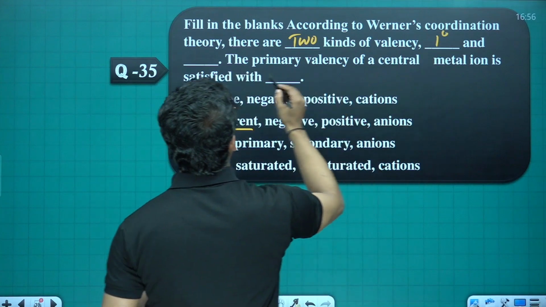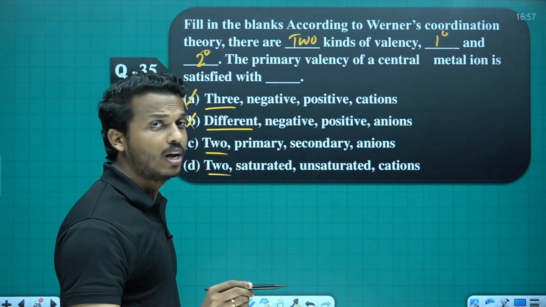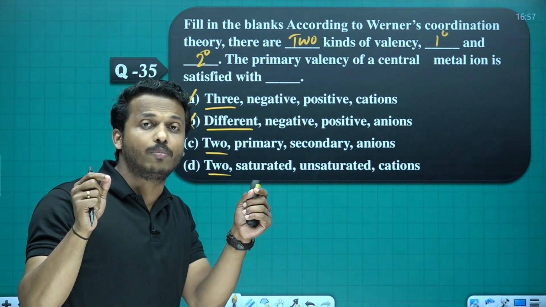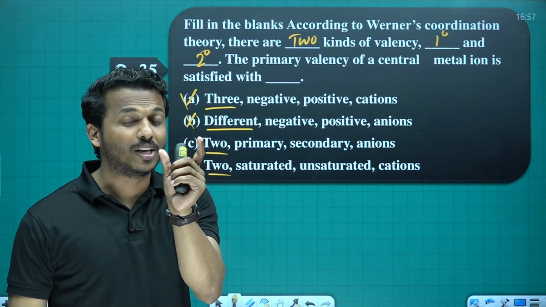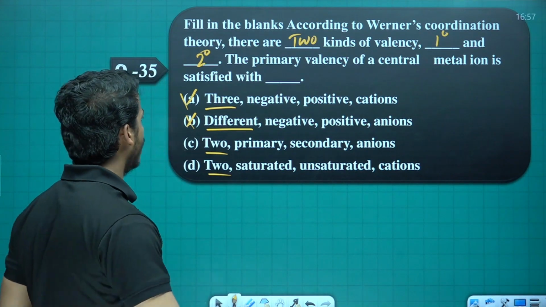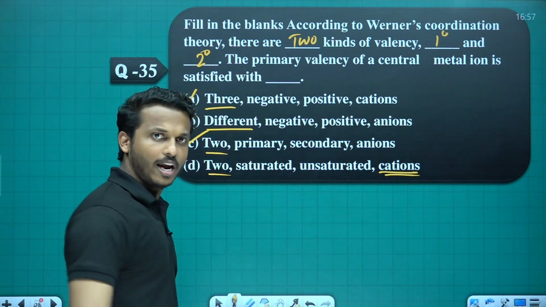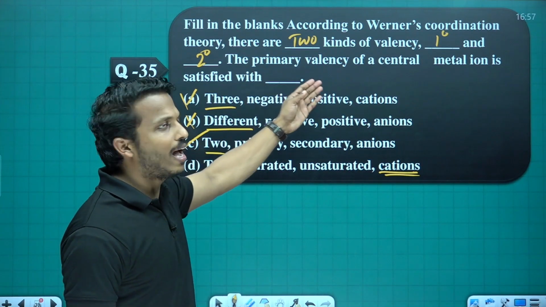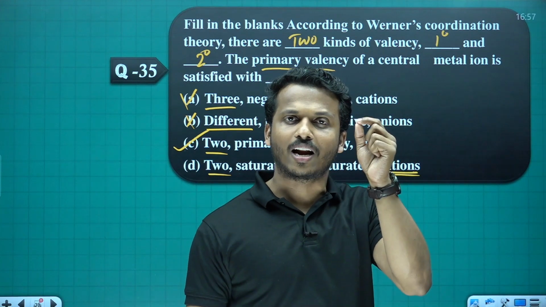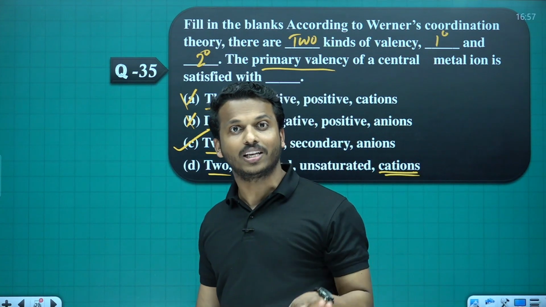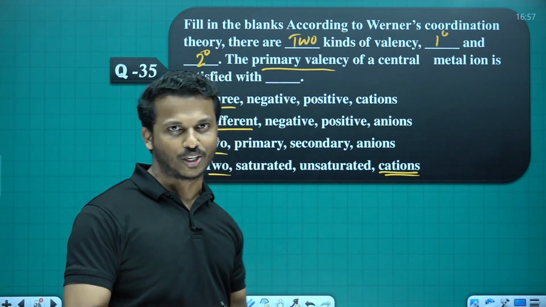Primary valency of a central metal ion is satisfied with what? Primary valency means the oxidation state. Oxidation state depends on the charged ligand. That means anions, right? So, primary, secondary, anion. See, cation is not possible, right? Primary valency means oxidation state. When you calculate the oxidation state of a central metal atom, we need the negatively charged ligand, because a neutral ligand won't contribute any charge to the oxidation state, right?